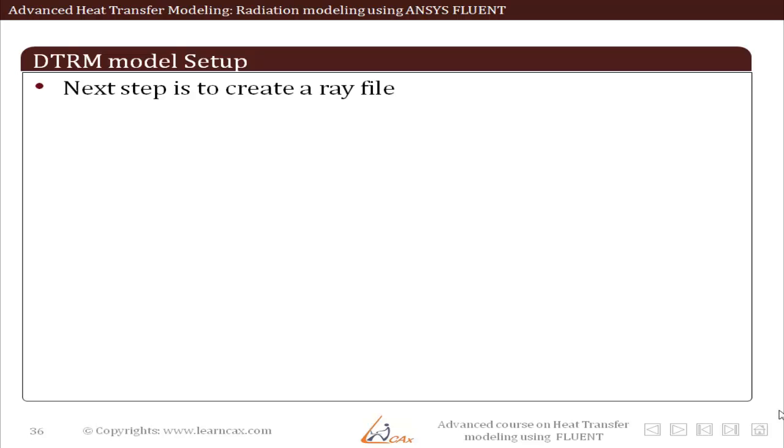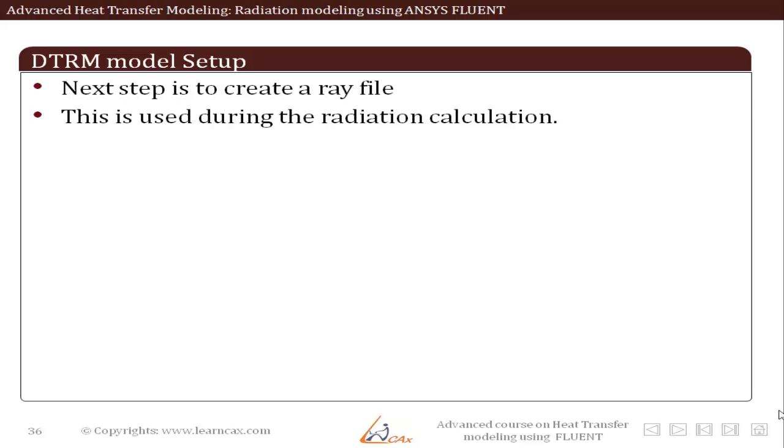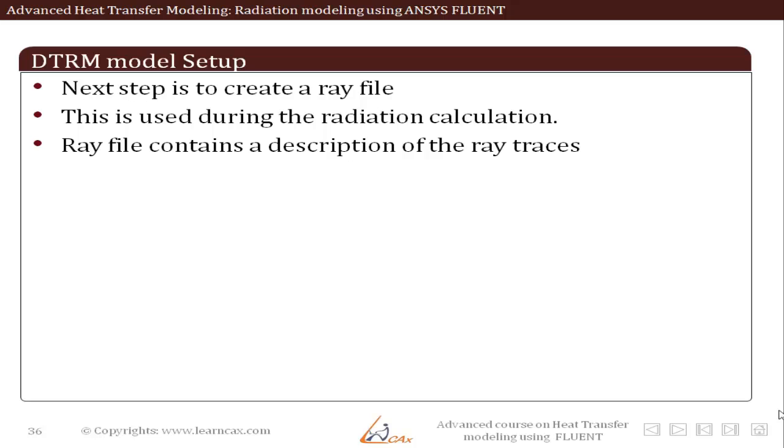Now that we have defined all the ray tracing inputs for DTRM, the next step is to create the ray file. This is used during the actual radiation calculations. The file contains ray traces in the form of path lengths and data of cells traversed by each ray.